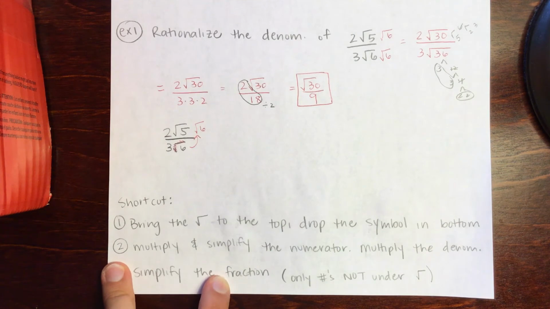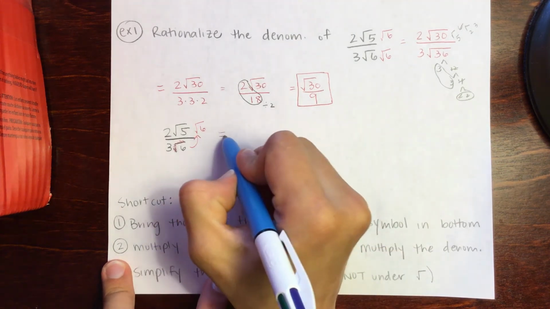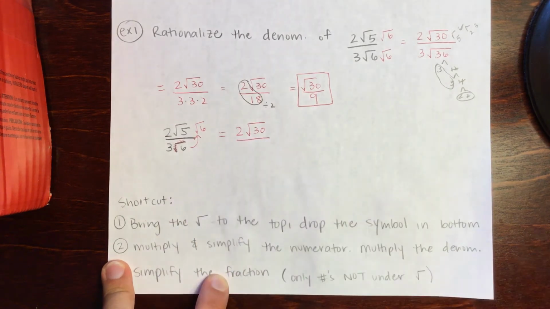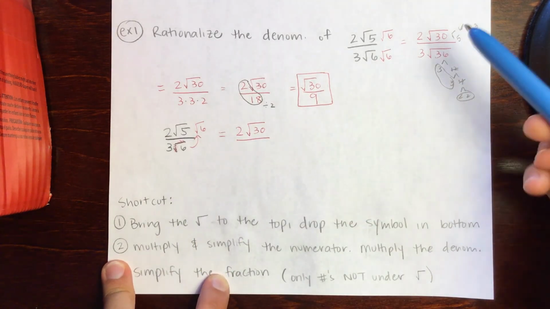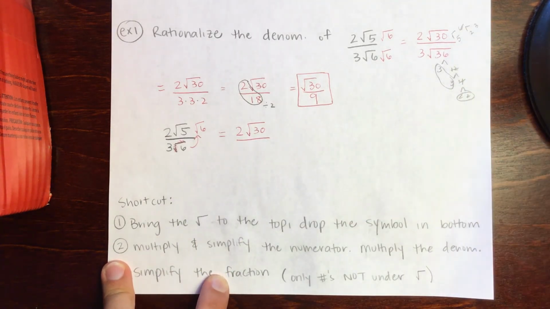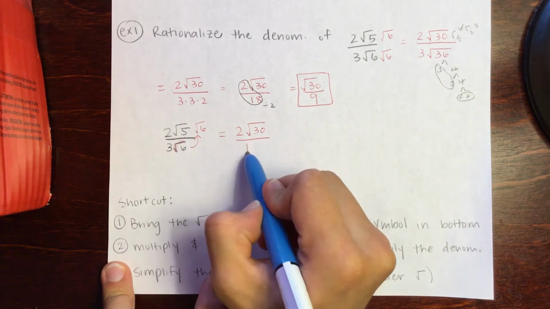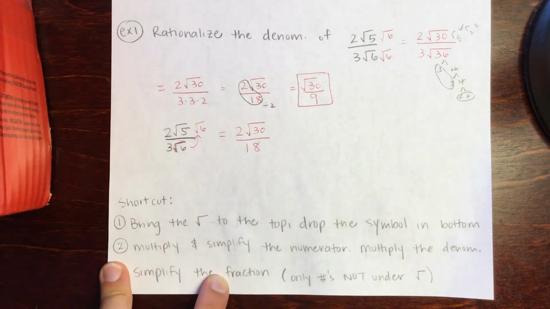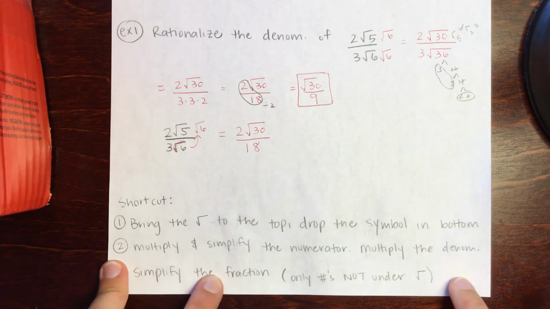All right, now multiply and simplify across the top. So 2 stays on the outside, 5 and 6 multiply together underneath. Can you simplify square root 30? We already tried. It doesn't simplify, so it's going to stay square root 30. And then multiply in the denominator 3 times 6. Remember, we dropped this symbol here, so this is just a normal 6. So 3 times 6 is 18.